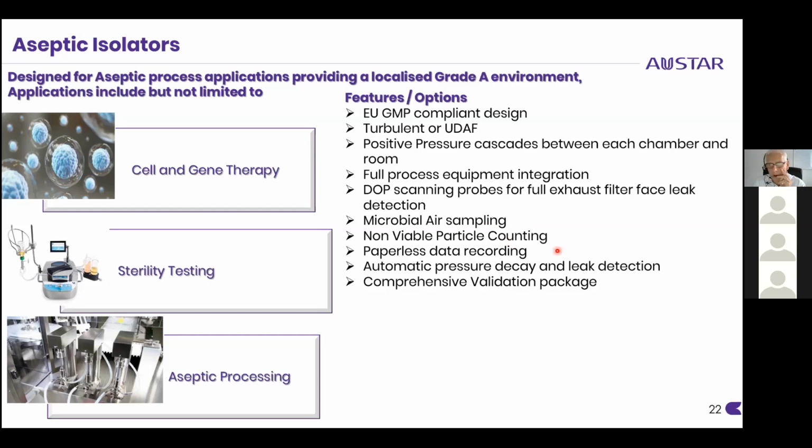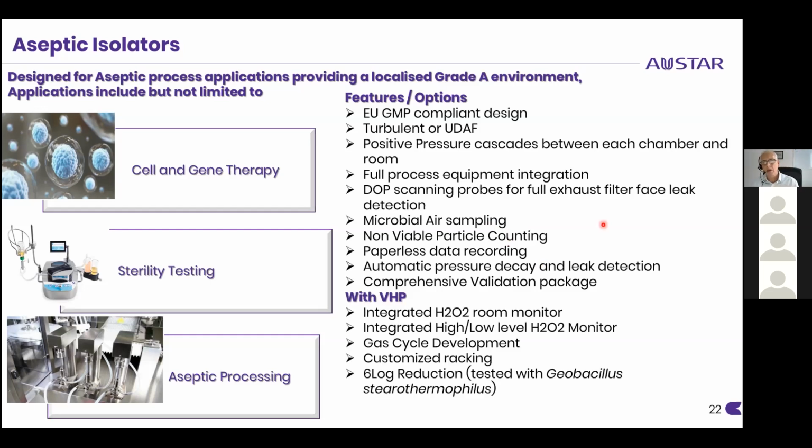Paperless data recording, automatic pressure decay testing, and a comprehensive validation package are all part of the entire package. If we have VHP on board for biodecontamination, we have to ensure that we have no leaks, so we would put a room monitor on board the isolator. We would also indicate the levels of H2O2 VHP inside the isolator.